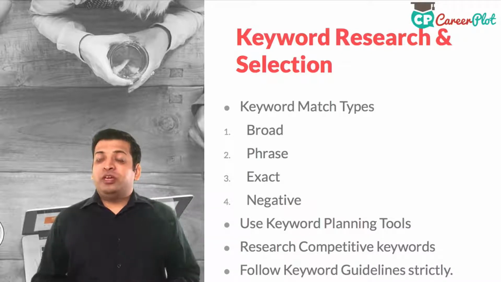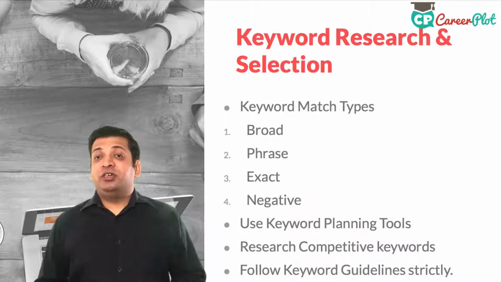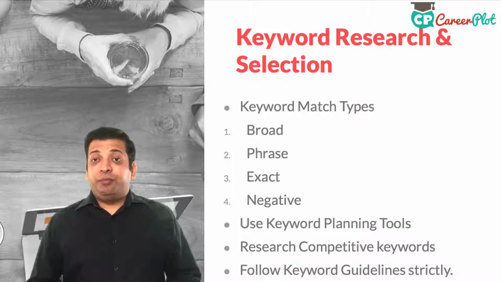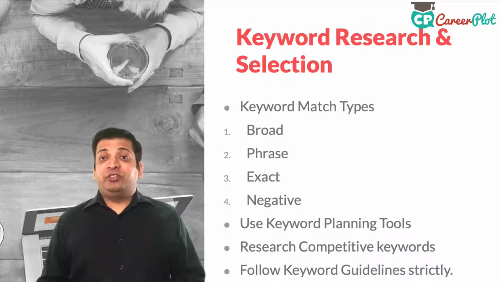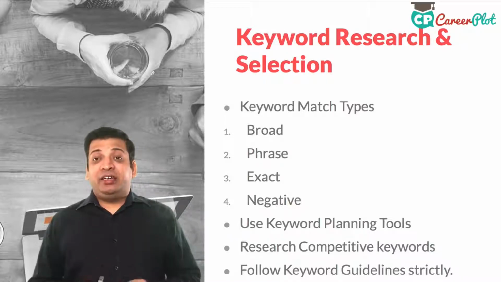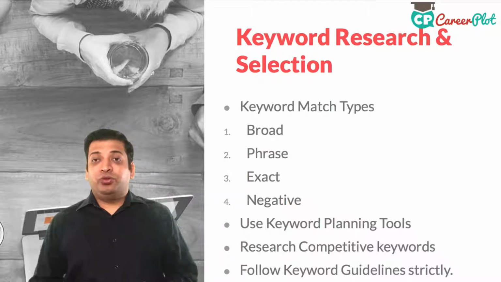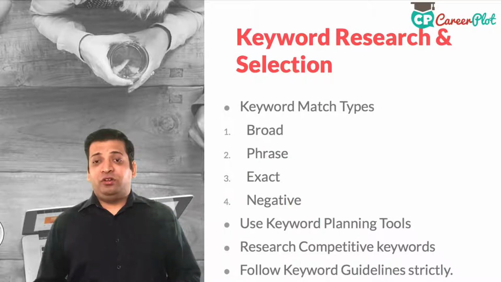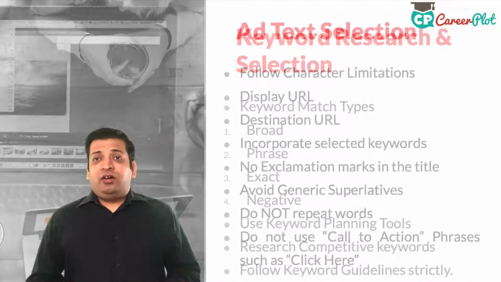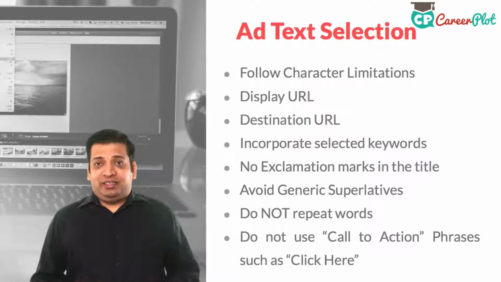Then the fourth one is to follow the keyword guidelines strictly. Please stick to keyword guidelines, because if you violate them, your ad text or ad quality score will go down and your ad might not even show up, and you will be struggling to show your ad if the guidelines are not followed. Now let's talk about ad text selection.